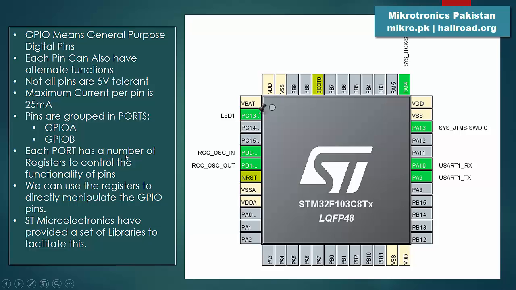Each port has a number of registers to control the functionality of the pins. These pins have multiple functions and multiple configurations, and these configurations are set by a number of registers, which are memory locations associated with each GPIO port. So you have to configure various bits in various registers to get a particular functionality. Although that is a desirable feature and way of programming, it makes the programming of these microcontrollers a little more technical and a little more demanding.